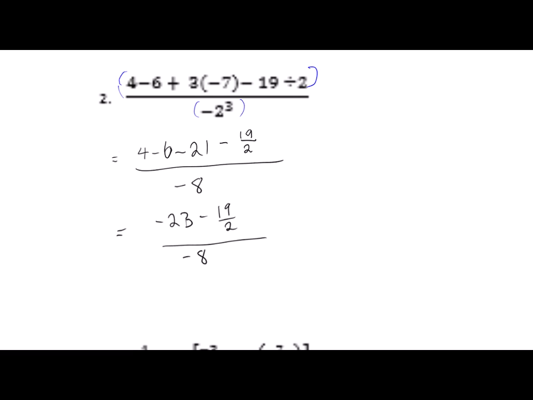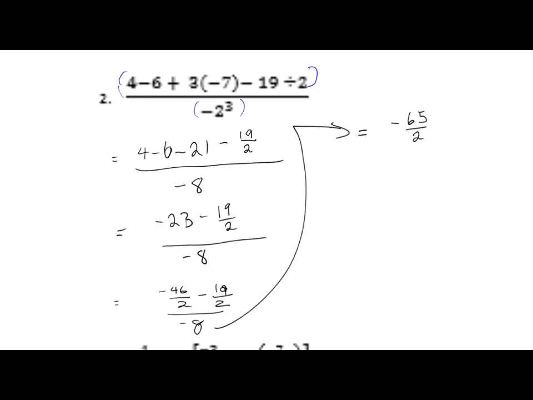In order to work with this fraction, we're going to have to take -23 and change it into something over 2. So we have -46 over 2 minus 19 over 2 divided by -8. Now, I'm going to continue the rest of this solution over here. So now, -46 minus 19 is going to be -65 over 2 divided by -8.